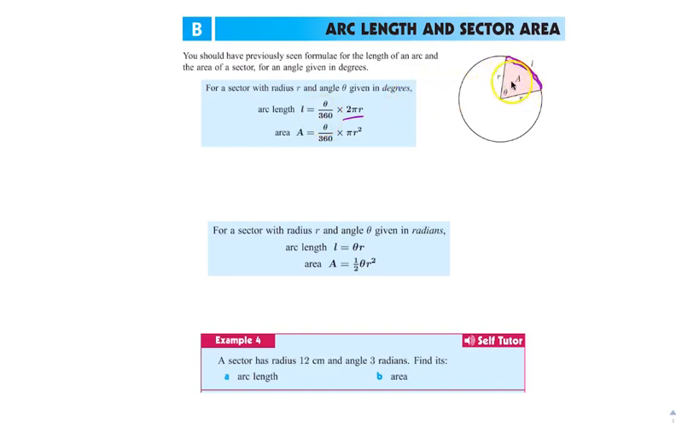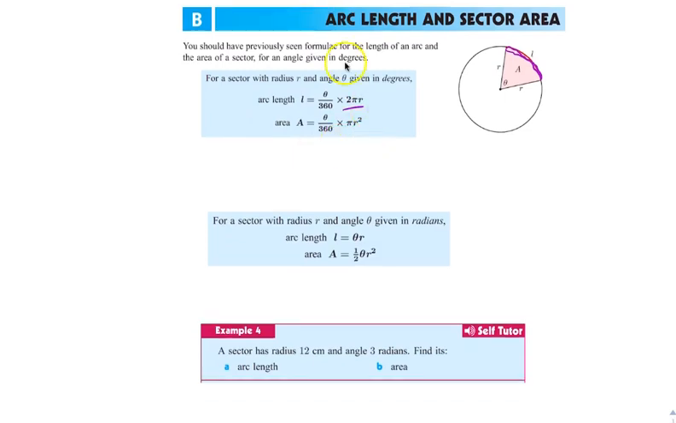How about the area of a sector? Well, it's the same idea. The area of a sector is only a small portion of the whole circle. So how do you find the area of a circle? Pi r squared. Then you just multiply by what portion of the circle you have, so theta over 360. And that'll give you the area of a sector.